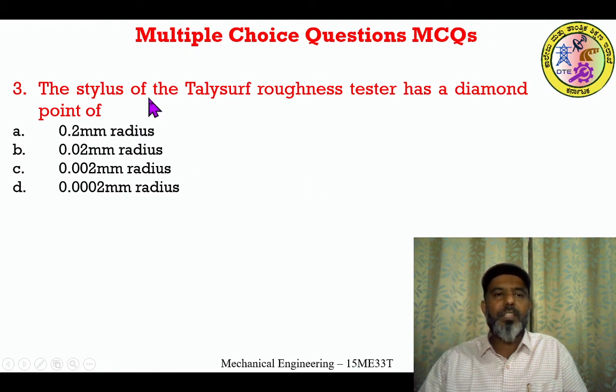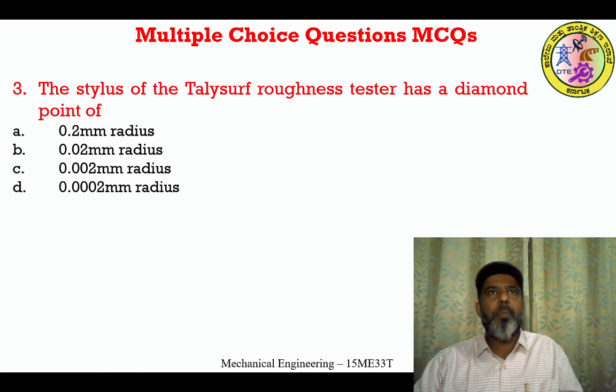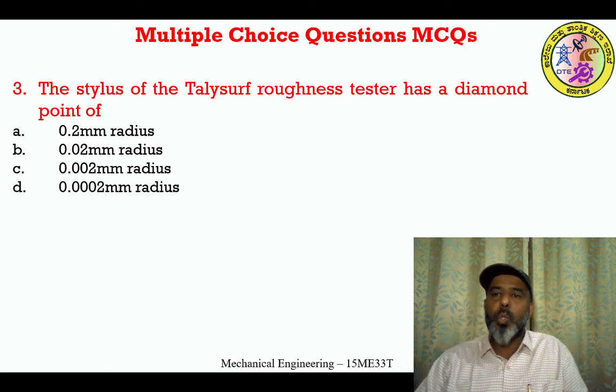Then the next question is, the stylus of the TALYSURF roughness tester has a diamond point of radius: A, 0.2 mm; B, 0.02 mm; C, 0.002 mm; and D, 0.002 mm radius. Now you should answer within 15 seconds. Your time starts now. Sometimes the answer may also be given in microns. You should remember the answer in microns also.